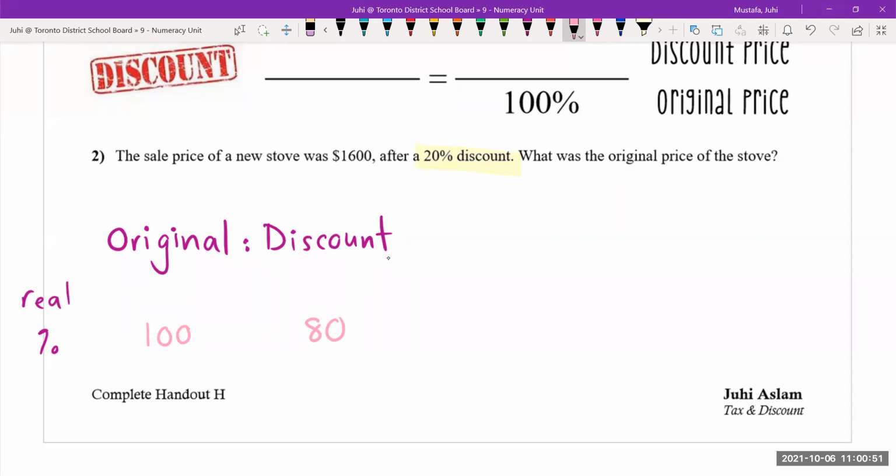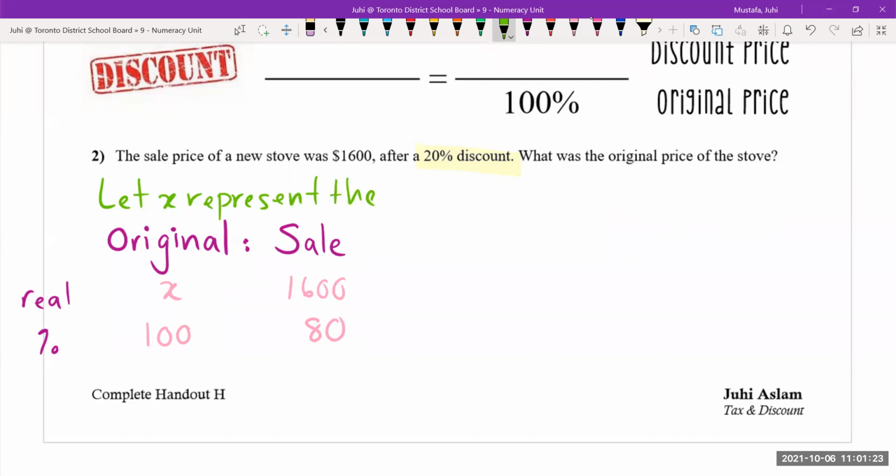The sale price of the new stove is $1,600. So is that the original price or the discounted price? If the word discount bothers you, you could also change it and just write sale price. So we can say the original price and the sale price. So our sale price is only 80%. Now 1,600 is going to go here. We're trying to figure out the original price of the stove. So let X represent the original price of the stove.